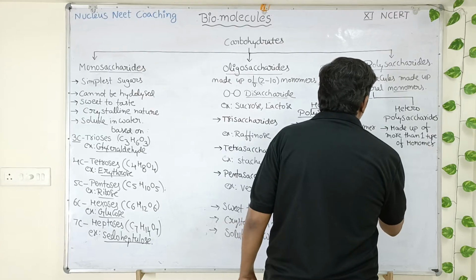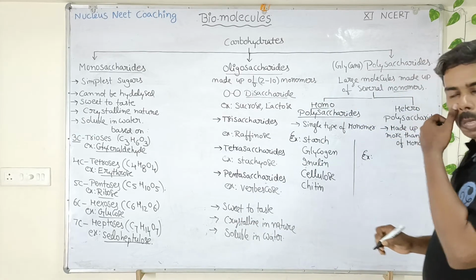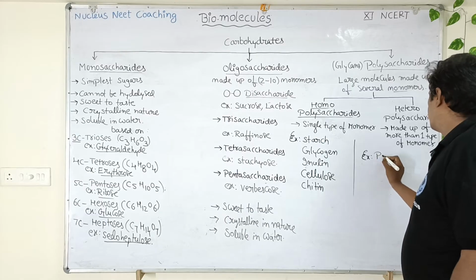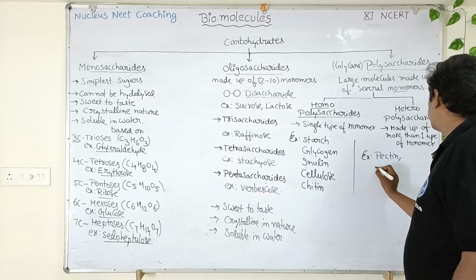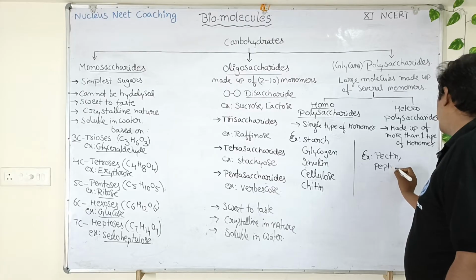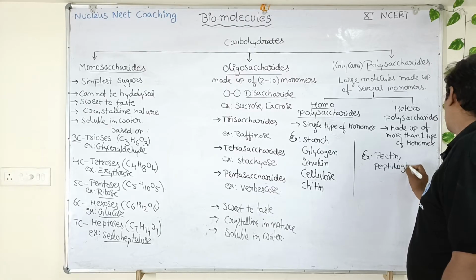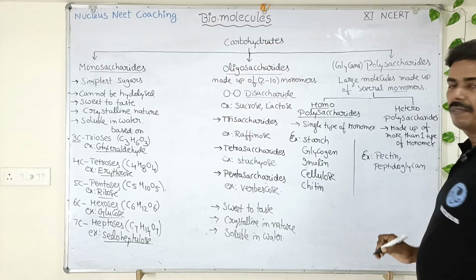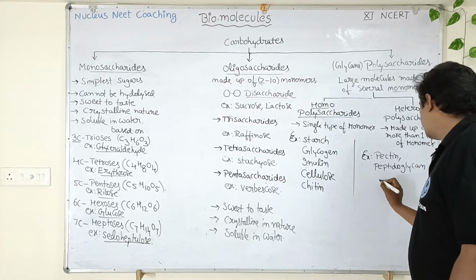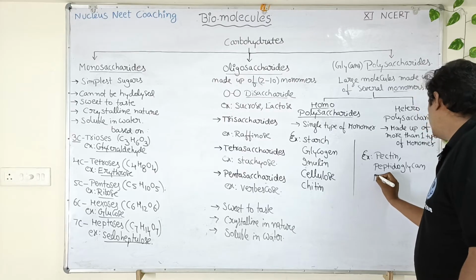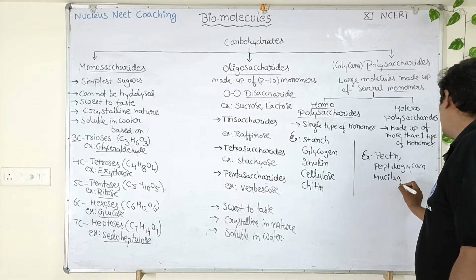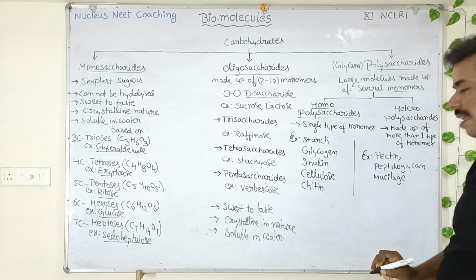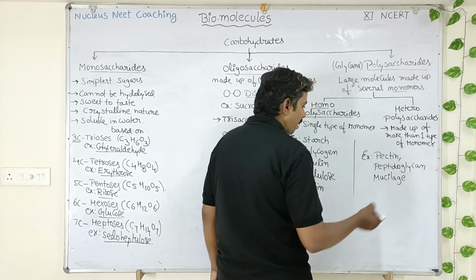Examples of heteropolysaccharides. Pectin. It is a cell wall material which is seen in plants. Next is peptidoglycan. It is the cell wall material which is seen in bacteria. Next is mucilage. Mucilage, the slimy material in aloe vera and lady's finger. It is also a heteropolysaccharide.